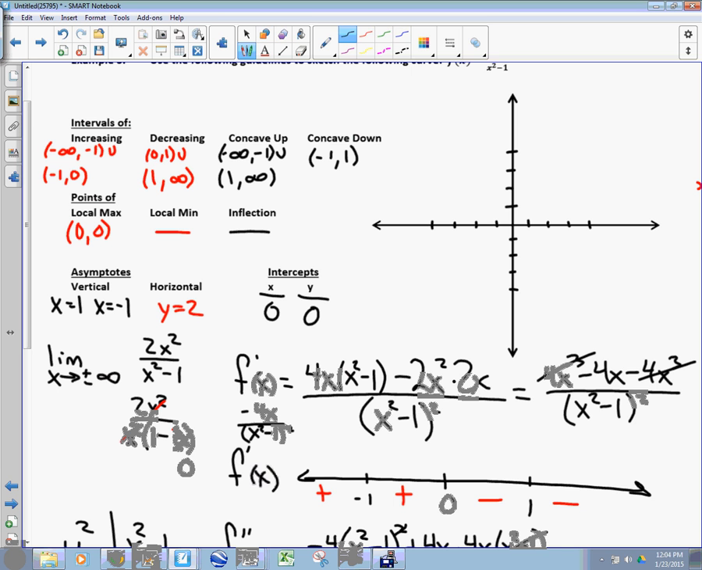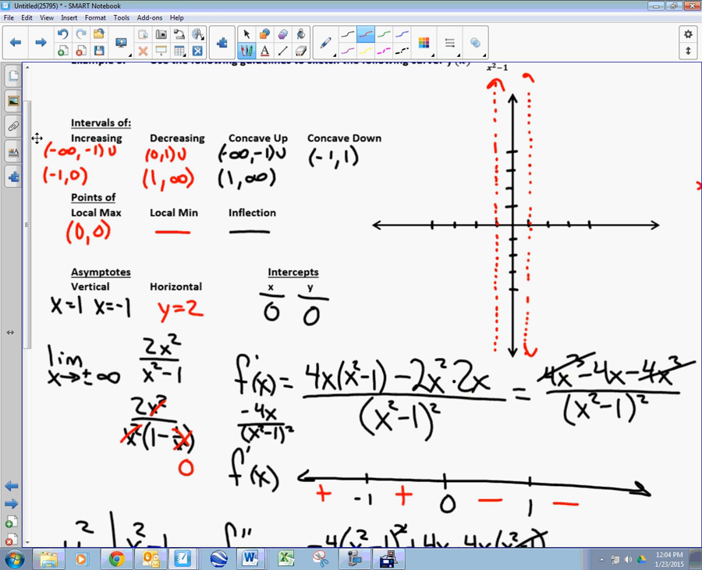I have vertical asymptotes at positive one and at negative one. I also have a horizontal asymptote at 2. I know that the graph goes through the point 0, 0.